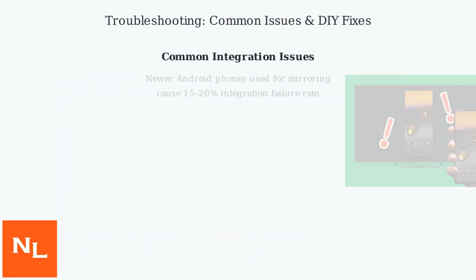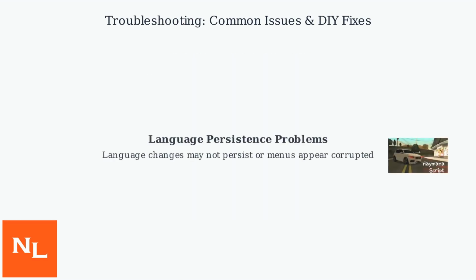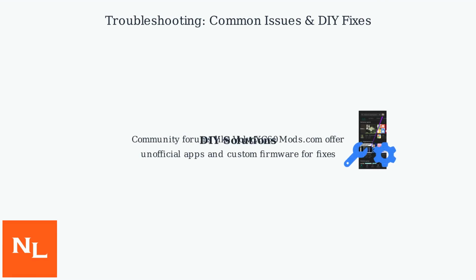Users often encounter issues with newer Android phones when mirroring to the Volvo XC60 I, leading to a 15 to 20% failure rate in seamless integration. If language changes don't persist after restarts or menus appear corrupted, this could indicate software issues from outdated bugs or hardware corruption. Fortunately, DIY solutions exist through community forums like volvoxc60mods.com, which provide unofficial apps and custom firmware to bypass these issues without dealership visits.